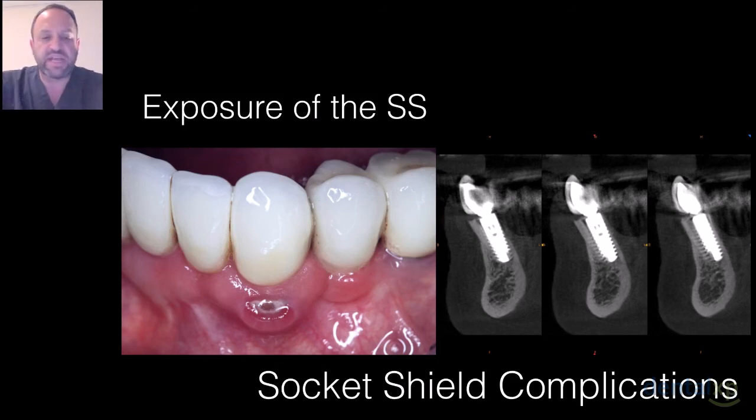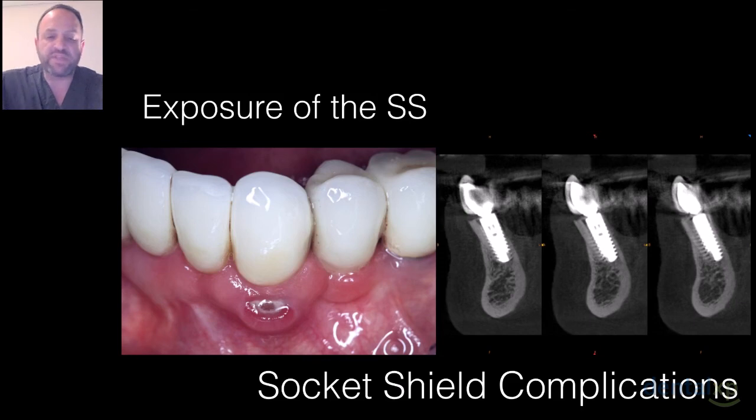But you can see on this canine what's happened. You can see the exposure of the socket shield on the buccal. And if you have a look at the cone beam, you can actually see why. The reason is that they've left a sharp edge on the outside of the socket shield, number one. And number two, the socket shield is too high. And as a result of that, there's a problem with it.